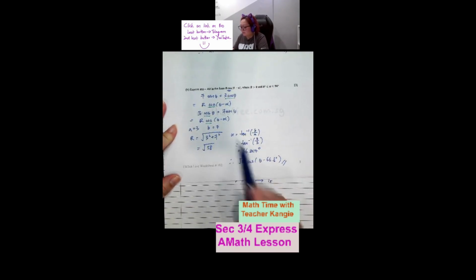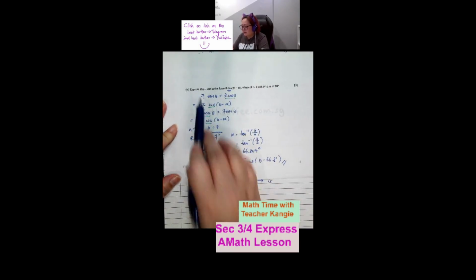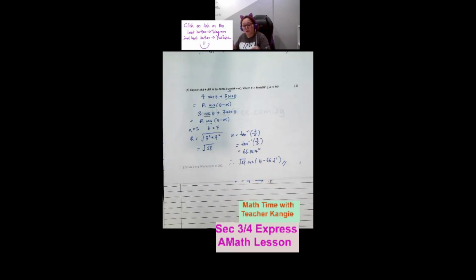Okay, you can see that for my alpha I put the long number, but for the final answer I put it as 1 dp. The long number is there because in the later part, if we're going to use it, we're going to use the long number to do the calculation. So that is how you change to R formula.